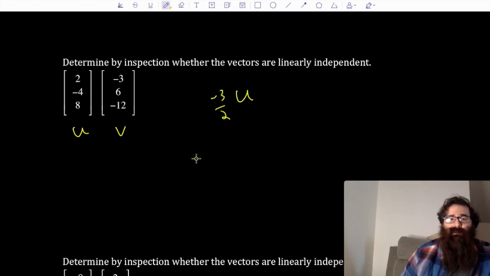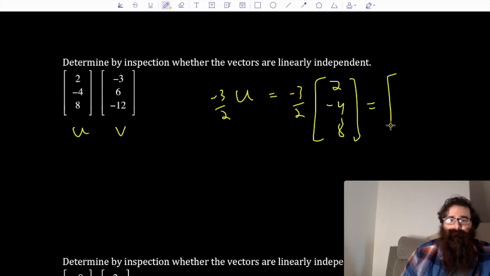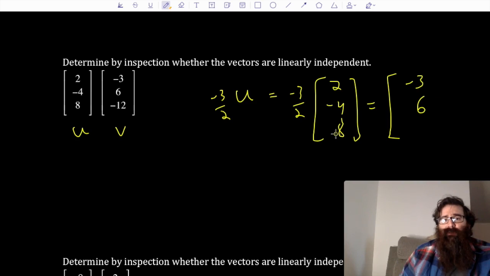I want to know, what is this going to produce? Well, okay, so that's negative 3 halves times this vector 2, negative 4, 8. What's that going to give me? Well, 2 divided by 2 cancels, and I get negative 3 for the first entry. So far, so good. Here the signs resolve. 4 divided by 2 gives me 2. 2 times 3 gives me 6, and that's positive. And for this last entry, 8 divided by 2 gives me 4. 4 times negative 3 gives me negative 12. And this is identically vector v.